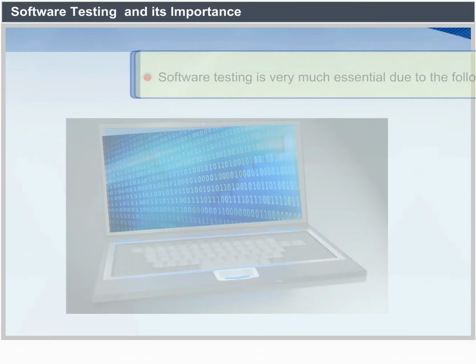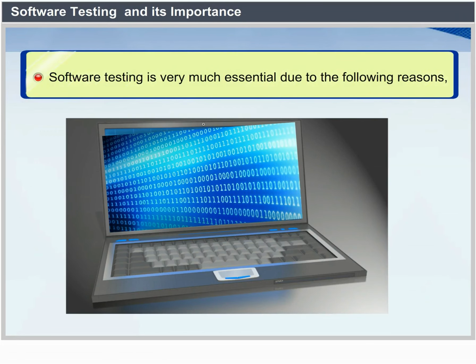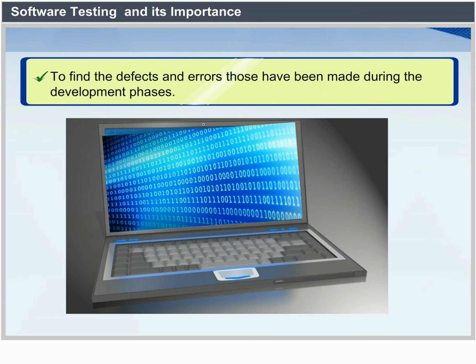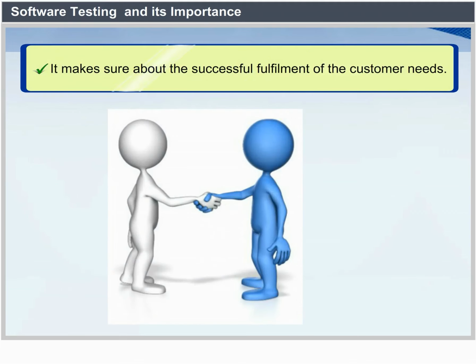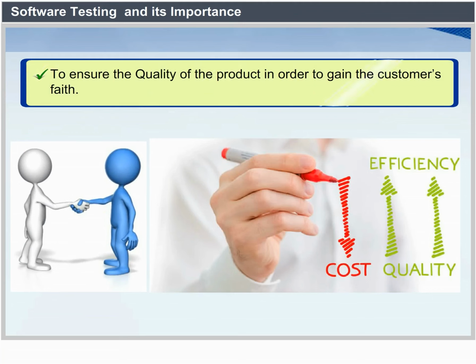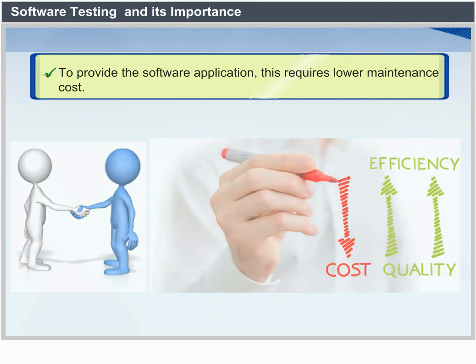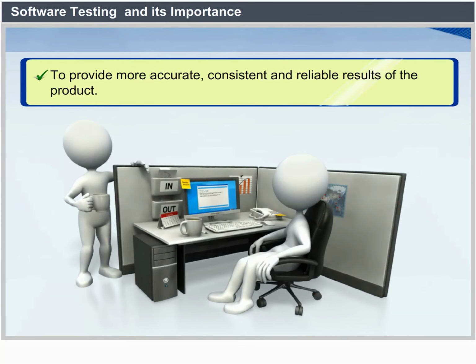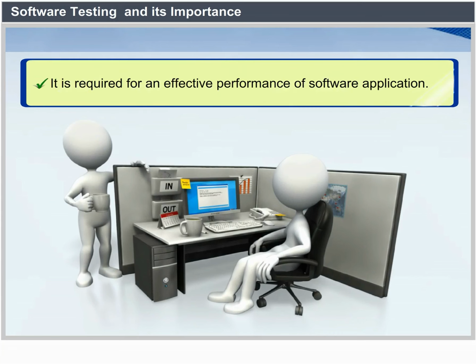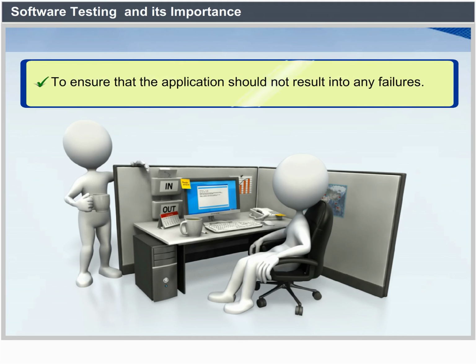Software testing is very important because this helps to find the defects and errors that were made during the development phases. It makes sure that the application meets the customer needs, to ensure the quality of the product, to gain the customer's hope, to provide the software application which requires lower maintenance cost, to provide more accurate, consistent, and reliable results of the product. It is required for an effective performance of software application, to ensure that the application should not result in any failures.